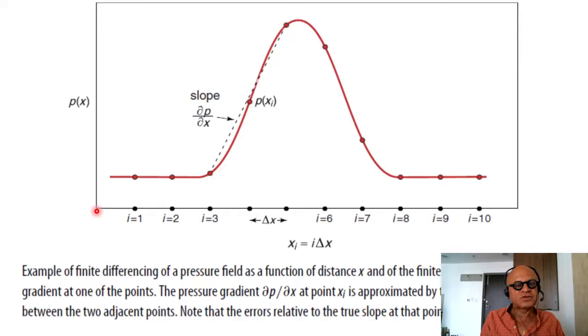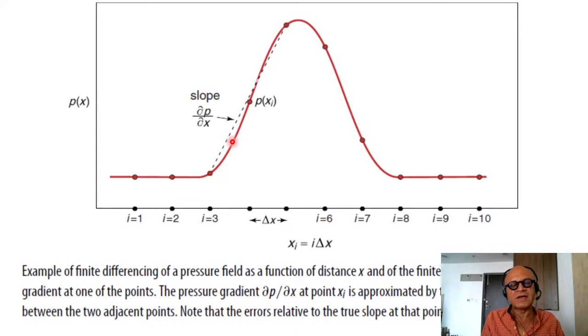So here is the slope dp dx, and this is the pressure gradient dp dx at point x_i, approximated by the slope of the line between two adjacent points. So we saw various representations of such gradients. Here is a grid point, here is a grid point, and we want to compute dp dx at x_i. Then you can write it as forward difference, backward difference, central difference, and that gives you different orders of accuracy based on our Taylor series expansions, as you remember.